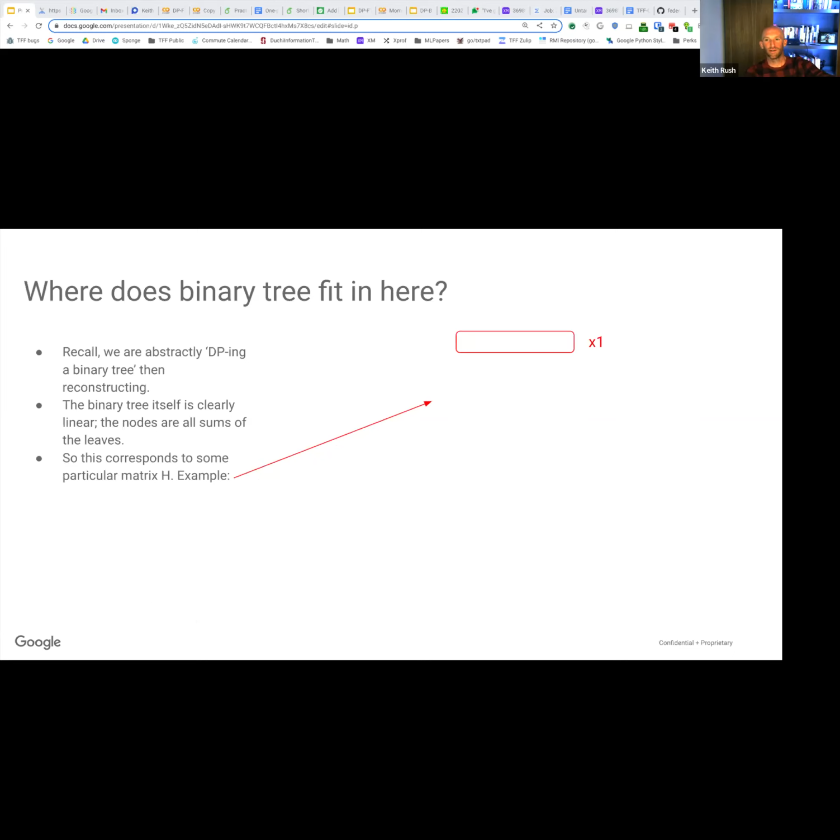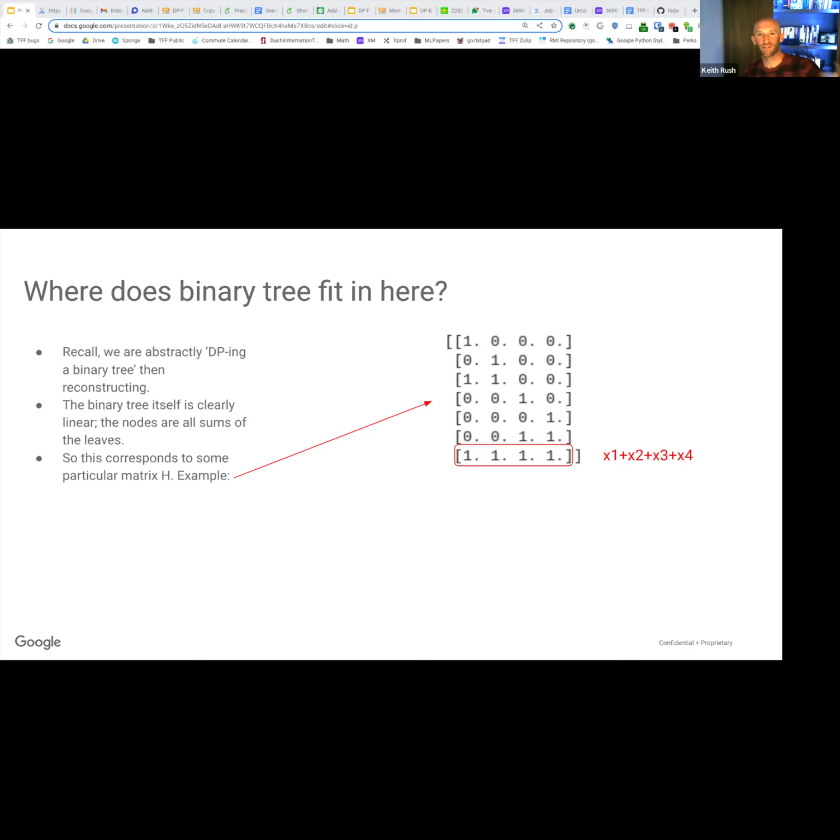There's X1. There's X2. X1 plus X2. You get where this is going. X3, X4, X3 plus X4, then all the rest. Finally, X1 plus X2 plus X3 plus X4. These are the values you would get with your vector HX if you had X1 through X4 as the argument to this matrix.